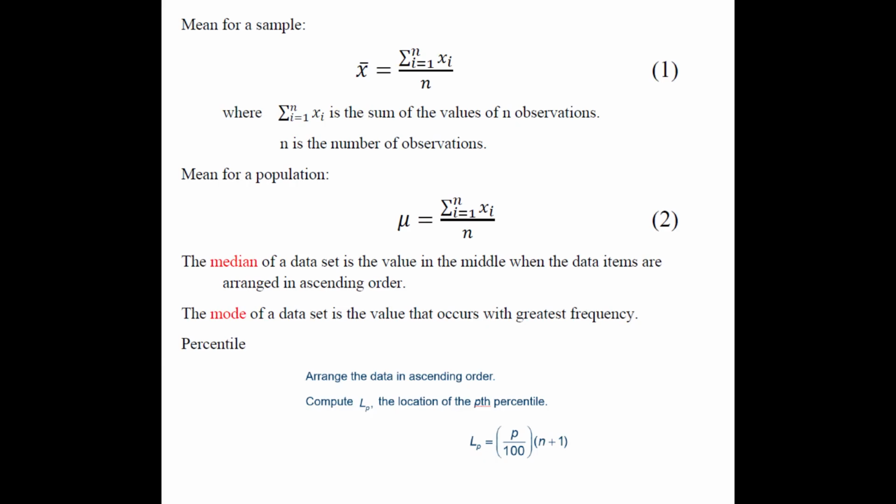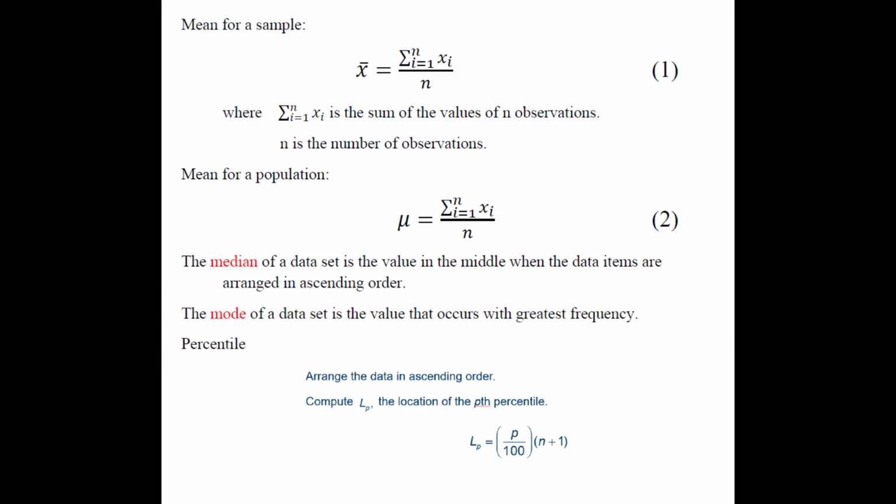Here we have two formulas: the mean for the sample and the mean for the population. For equation number 1, suppose we have n values from 1 to n. Suppose we have 3 numbers. The mean is simply the summation of these 3 numbers divided by 3. If we have 10 numbers, the mean is simply the summation of all those values divided by 10. If we look at equation number 2 for the population, all formulas are identical except we call it mu.